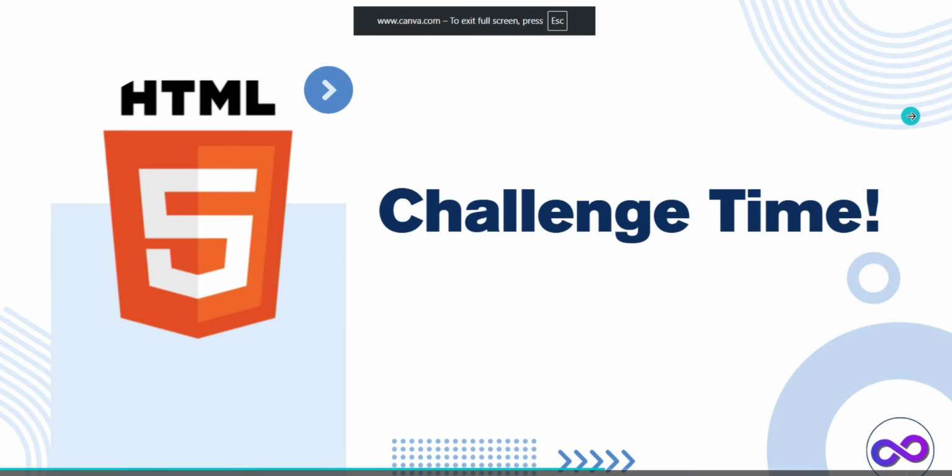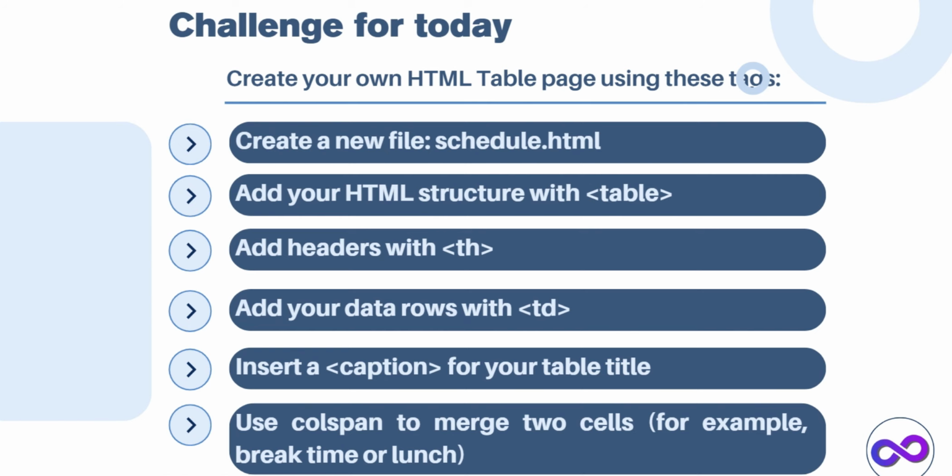All right, it's challenge time. You're going to create your own HTML table named schedule.html. Add an HTML structure with a table tag, then add the headers with the th tag, add your data rows with the td tag, and insert a caption for your table title. Use colspan to merge two cells, for example, break time or lunch.